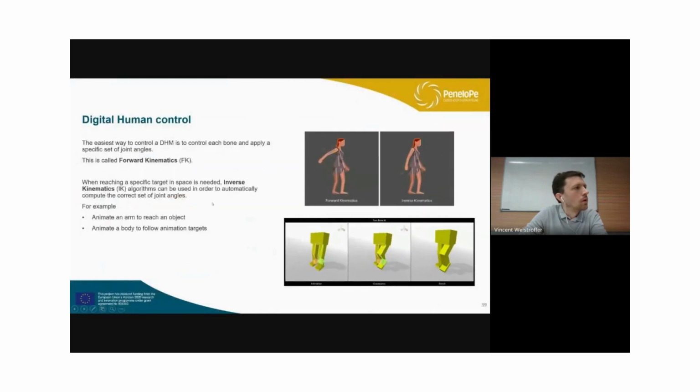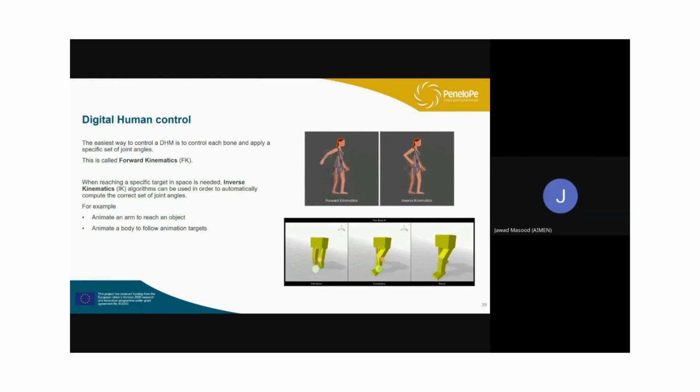So the easiest way to control the DHM, the digital human model, is basically to control each joint. Oh, maybe there is a question. Feel free to ask.